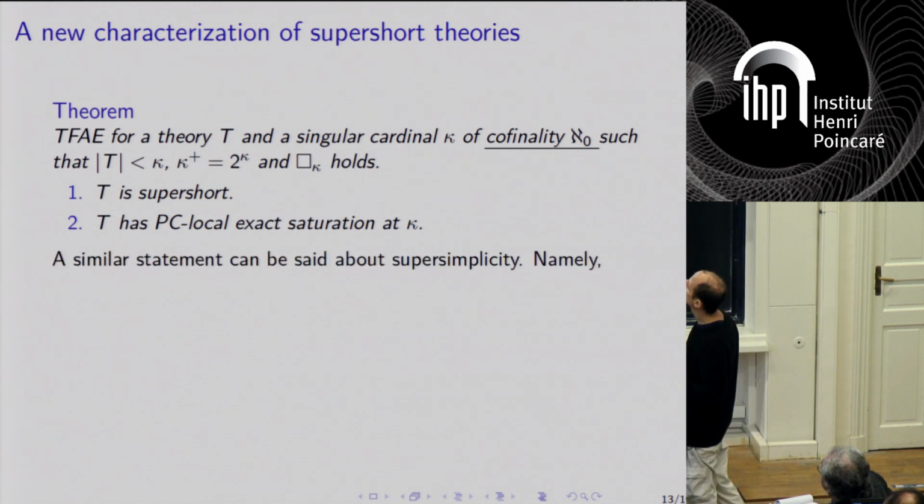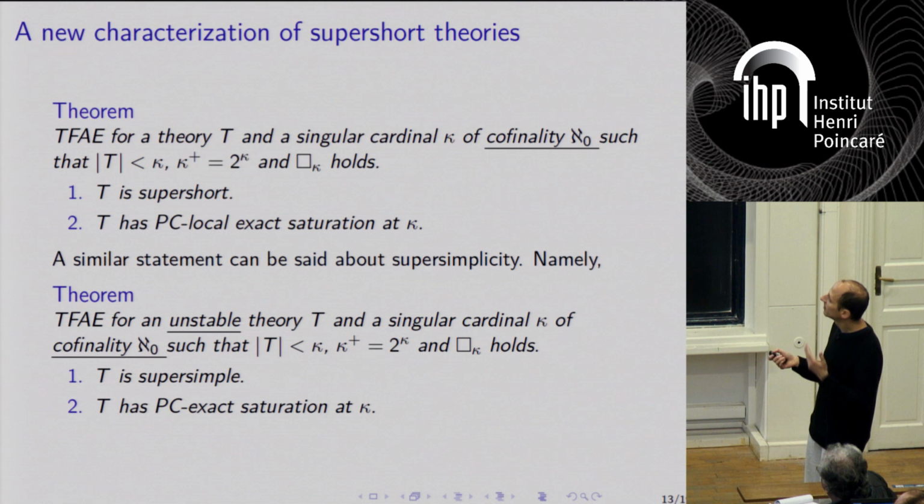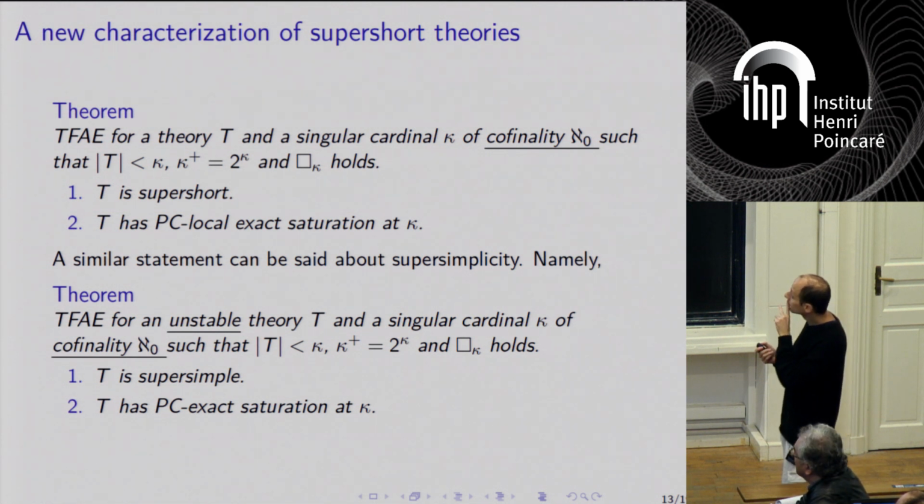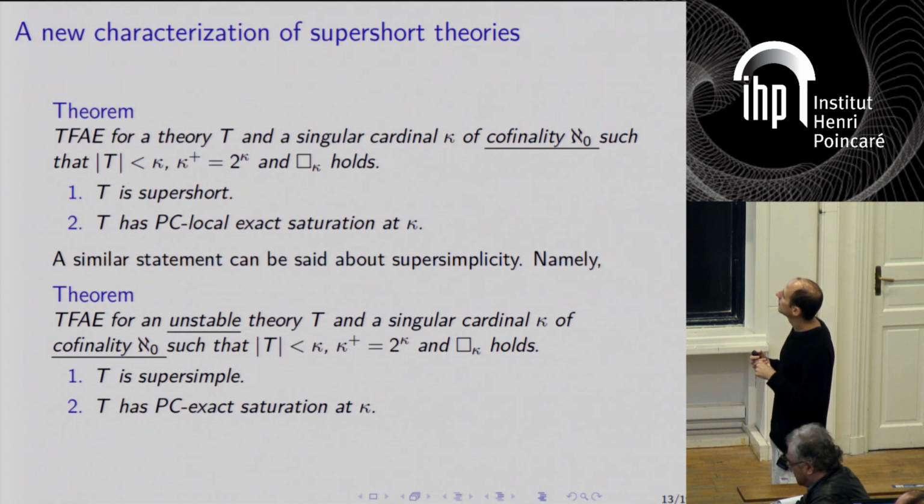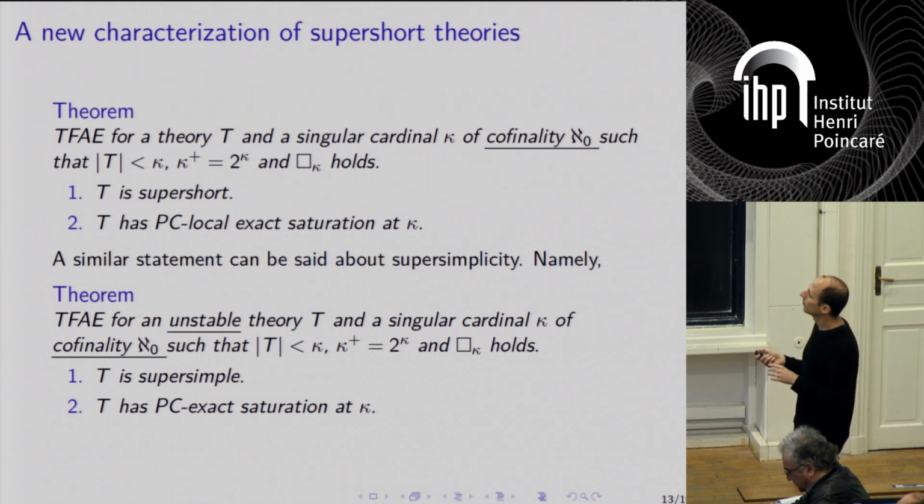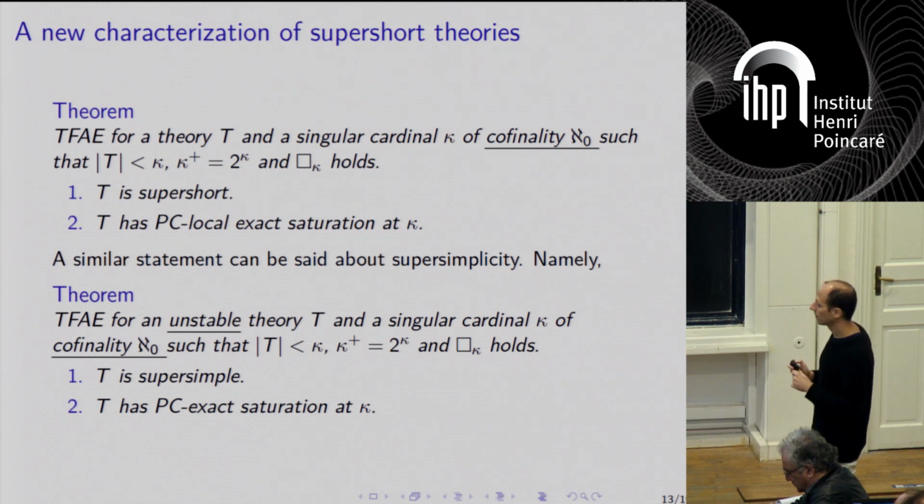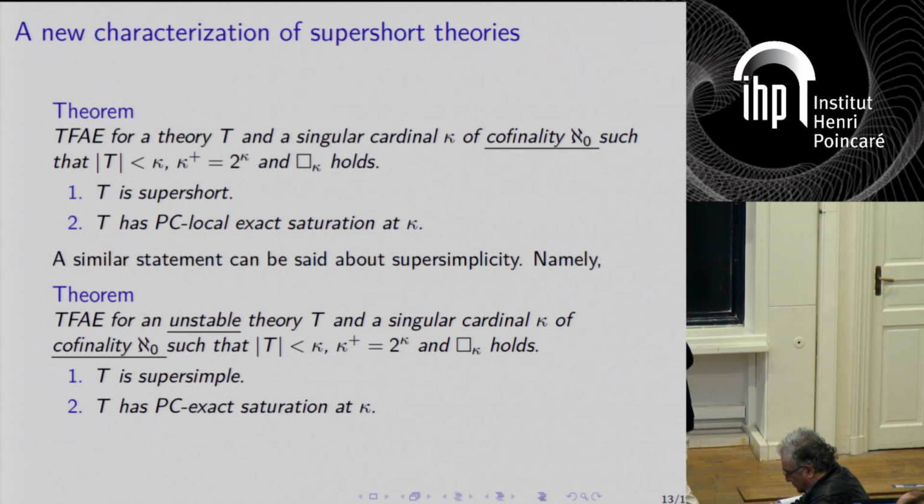Okay. So also a similar statement can be said about super simple theories, because super simple is the same as kappa of T being Aleph0. So the same proof is going to show that if you have an unstable theory, well, maybe you don't need the instability. Anyway, if you have an unstable theory and a singular cardinal kappa of cofinality Aleph0, then the following are equivalent: T is super simple, and T has PC exact saturation at kappa.